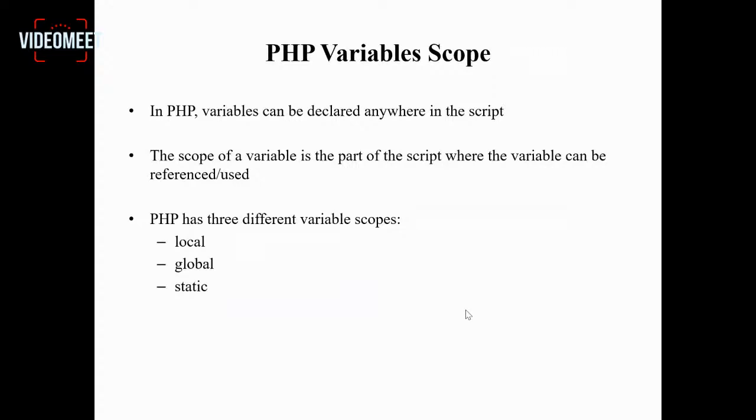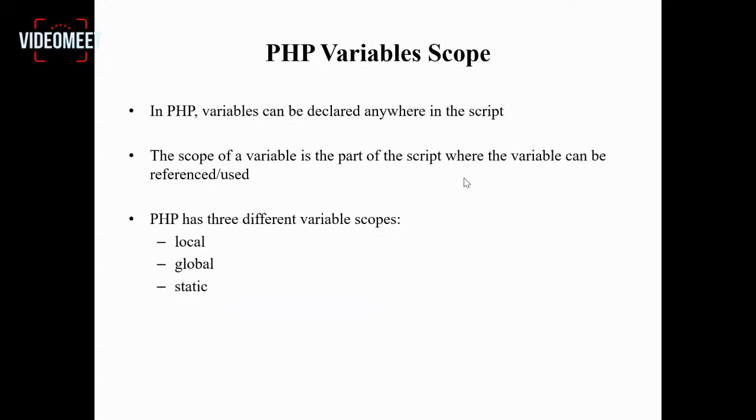Then coming to the scope of the variables. Just like in any other programming language, PHP also has something called scope associated with variables. In PHP, variables can be declared anywhere in the script. It is not mandatory to declare them at the beginning like you do in C and C++. In Java also, you can declare variables anywhere in your program, right? The scope of a variable is the part of the script where the variable can be referenced or used. What do you mean by scope? The portion or the region of the script where you can access the variable.